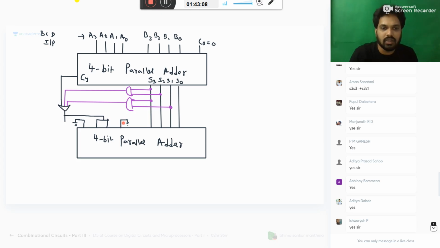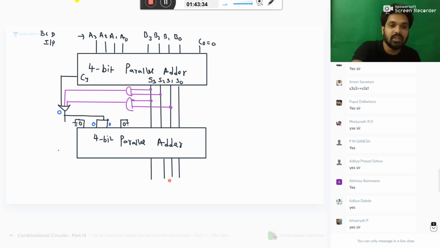This is permanently 0. This is also permanently 0. What about the middle one, sir? If this logic is false, it will not add anything. If the logic is not true, it will not add anything. So the result will be taken as it is.